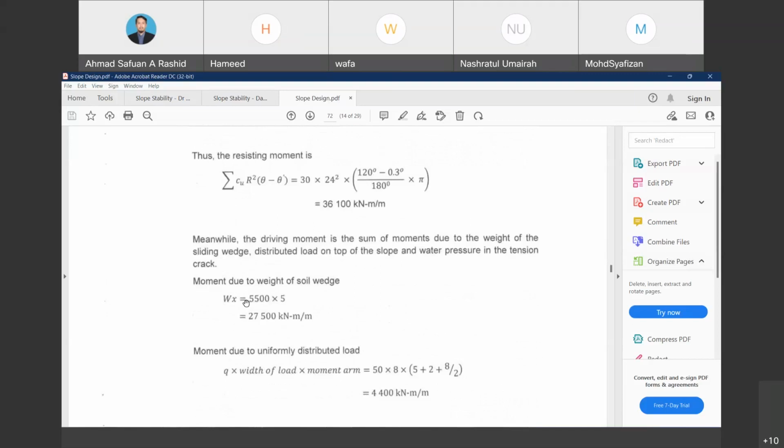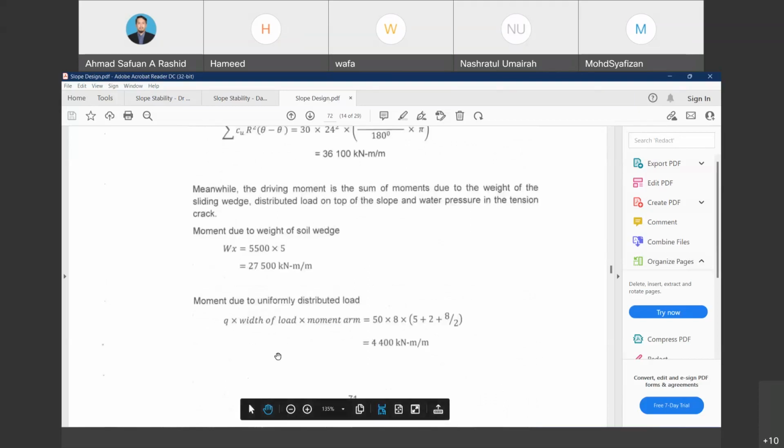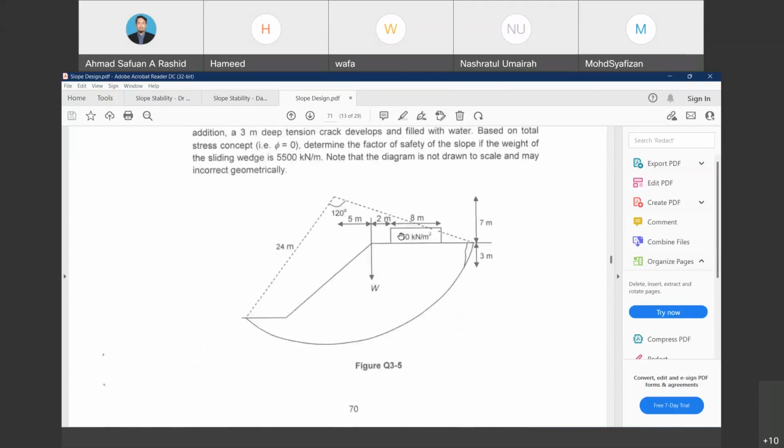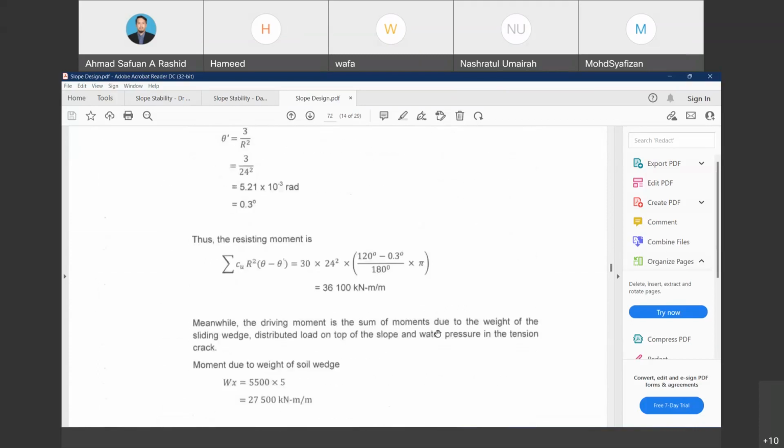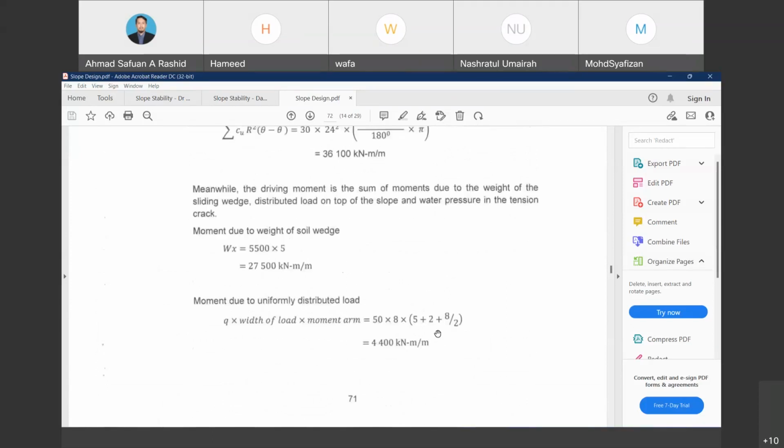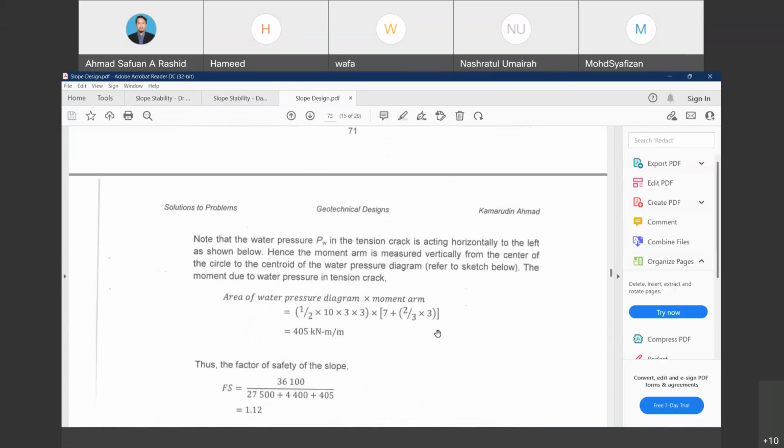Then we have three types of driving moment. The first one is the weight of the soil, which we easily get by multiplying the weight with the moment arm. Another driving moment is the uniform distributed load, where the value is 50. We need to change it to a weight, 50 times 8, which is 400, and then times the moment arm, which is 5 plus 2 plus 8 over 2, which is 4. Then the value is about 4,400.